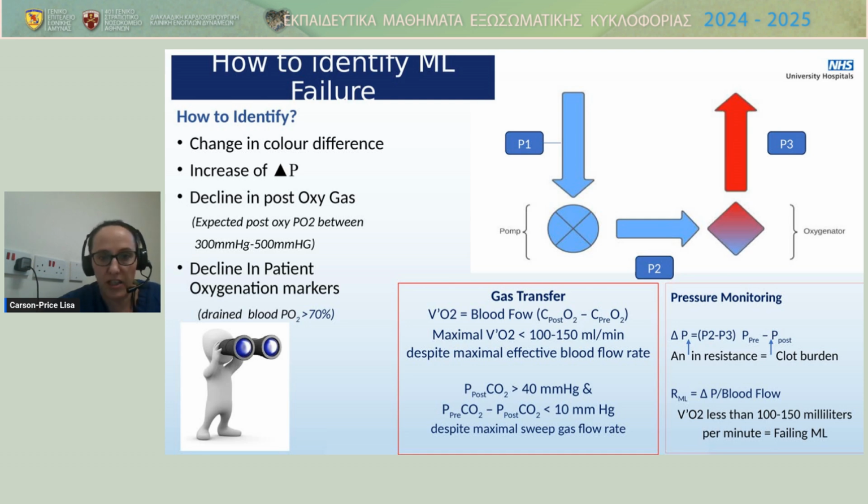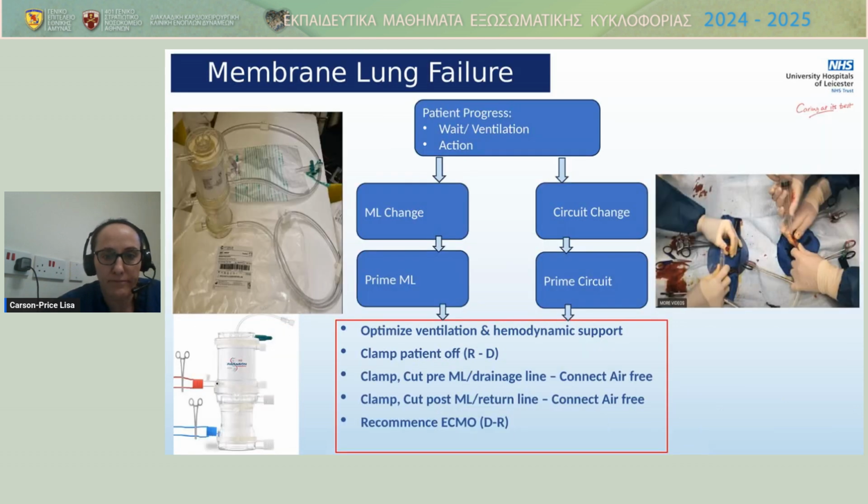we need to look at the colour difference in our tubing, the rise in pressure, our mean pressure gradients, the decline in post-oxy gases, and finally the decline in obviously the patient oxygenation marking. So what's our patient saturation doing? And these will all give us a sign as to whether our membrane lung is failing and indicate whether we need to do something about it.